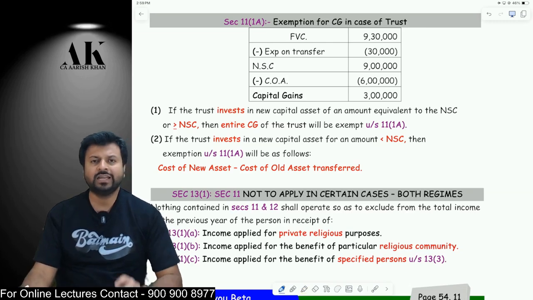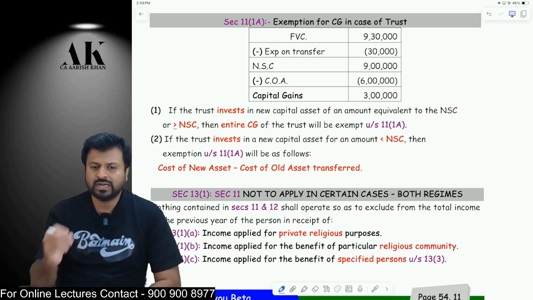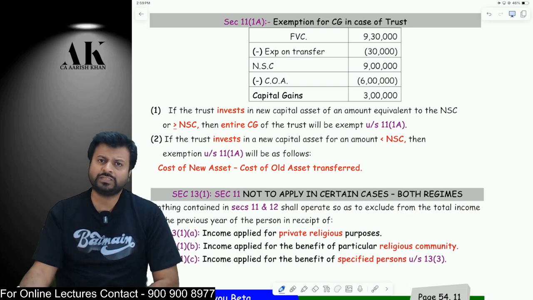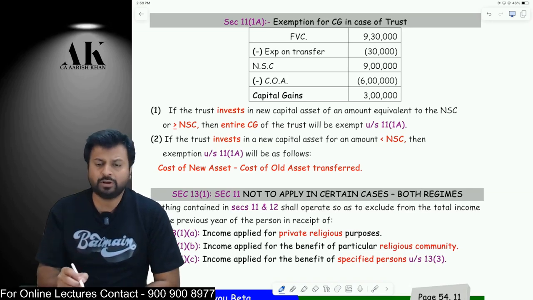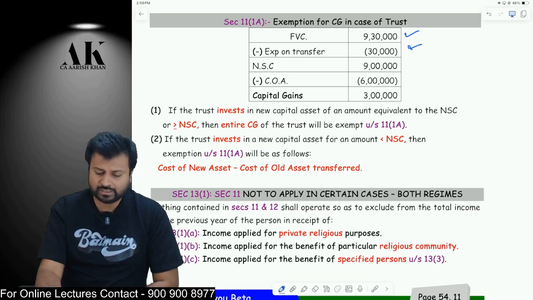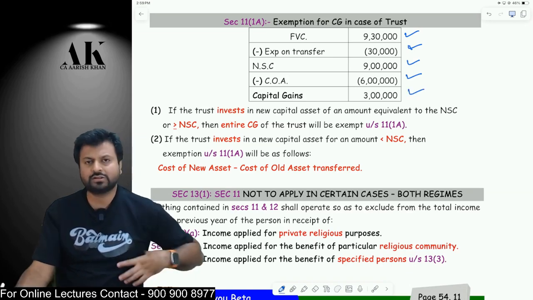Coming to the next provision, exemption from capital gains for trust. How can capital gains be exempt for a charitable and religious purpose trust? It will be exempt in the following manner. Let me take one example on the board. There is a full value of consideration of 9,30,000, expense on transfer of 30,000 rupees, net consideration 9 lakh, cost of acquisition 6 lakhs, and capital gains of 3 lakhs.